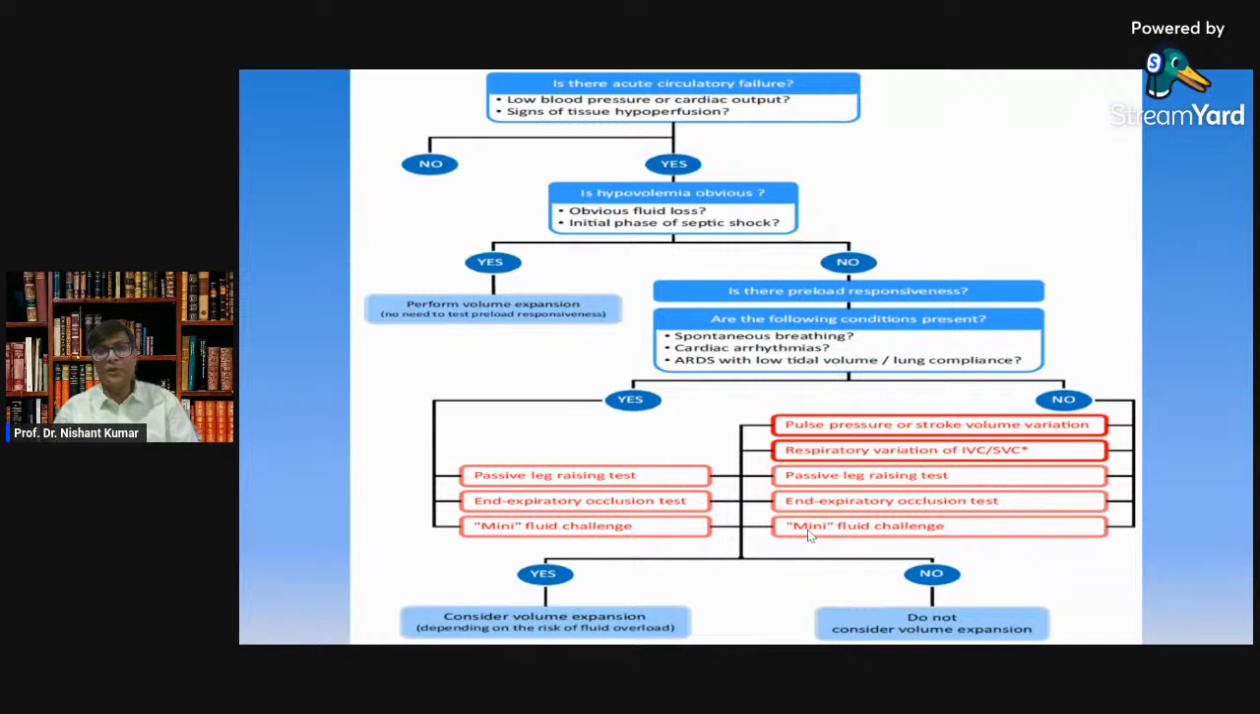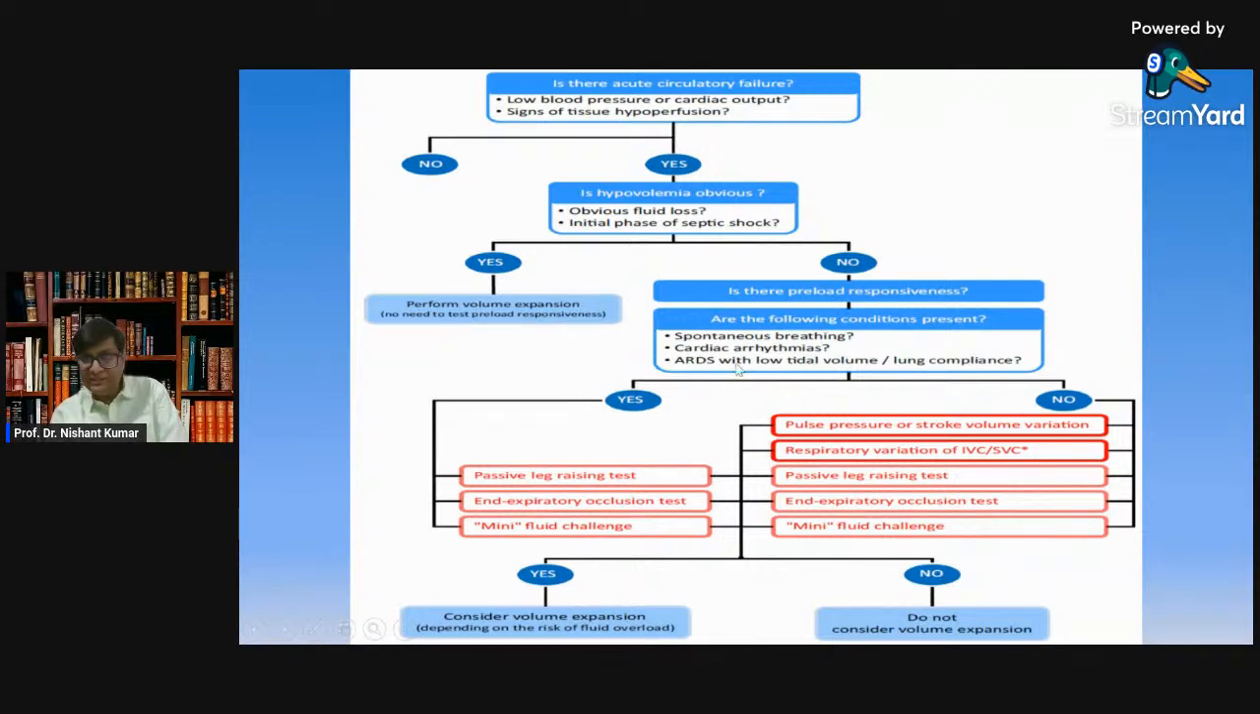So then you see the preload responsiveness. You see whether the patient is spontaneous breathing, whether they have cardiac arrhythmias, or the patient is having ARDS with low tidal volume lung compliance. If these conditions are there, then you can use the passive leg raise, an expiratory occlusion test, or a mini fluid challenge, because these conditions will limit your pulse pressure and stroke volume variation, the IVC and SVC diameters.